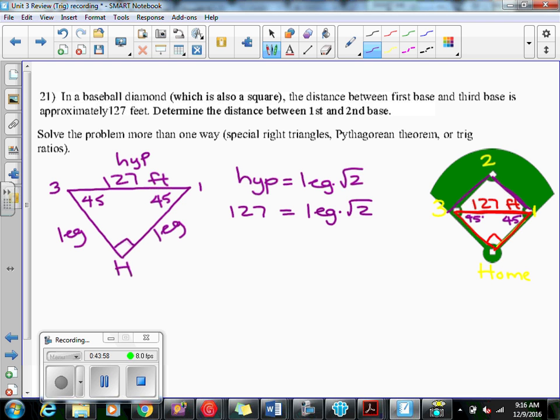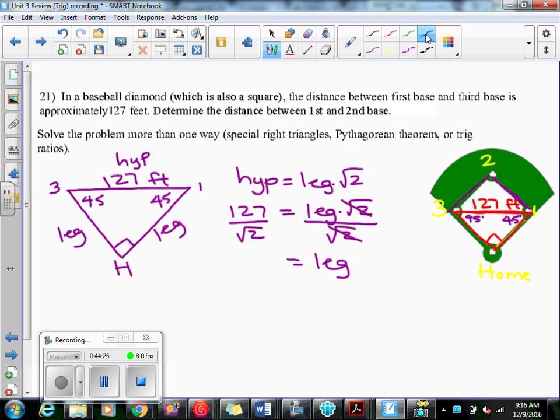Now, if you want the leg by itself, you're going to need to divide both sides of this equation by the square root of 2. So dividing by the square root of 2 here and over here. On this side, it works nicely because the radicals cancel, and that gives me my leg. But on the left side, you have a little issue. Remember, you cannot leave a radical in the denominator, ever. So when you have a radical left in the denominator like here, you know you're going to need to rationalize it. So you're going to have 127 divided by the square root of 2, and then we're going to multiply that by the square root of 2 over the square root of 2, because we have to rationalize.